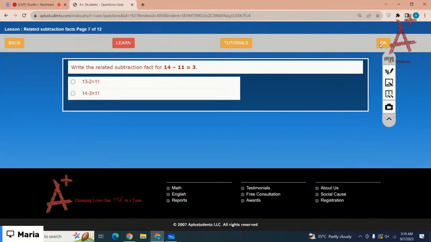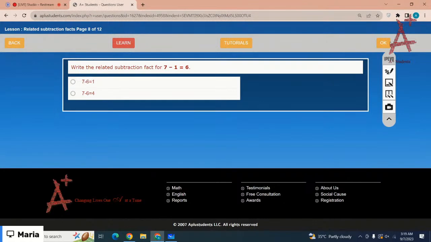Write the related subtraction fact for 14 minus 11 equals 3, which is the correct option. Option 1 or 2? Yes, that would be option number 2. Very good. 14 minus 3 equals 11. Option number 2 is the correct option.